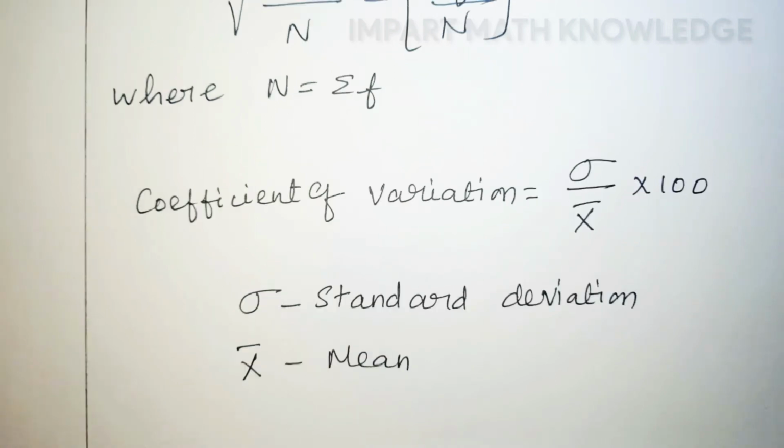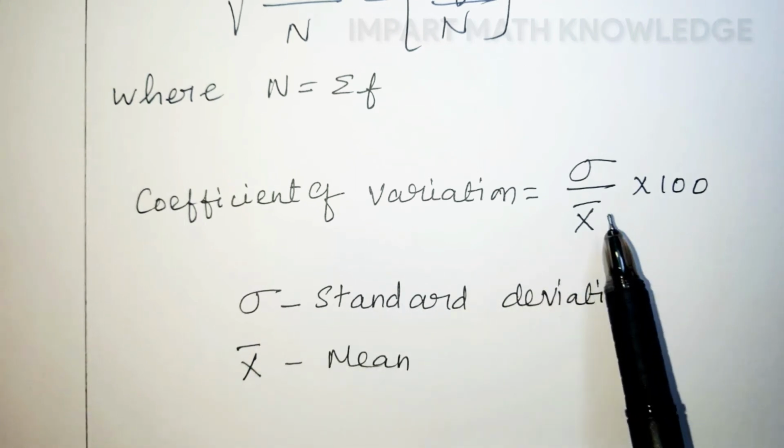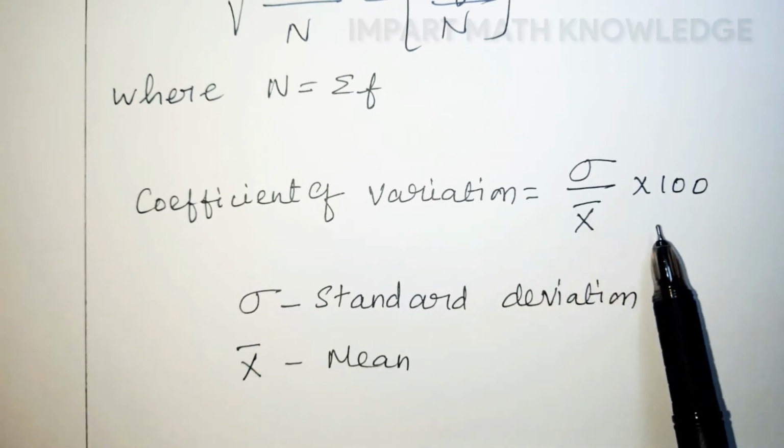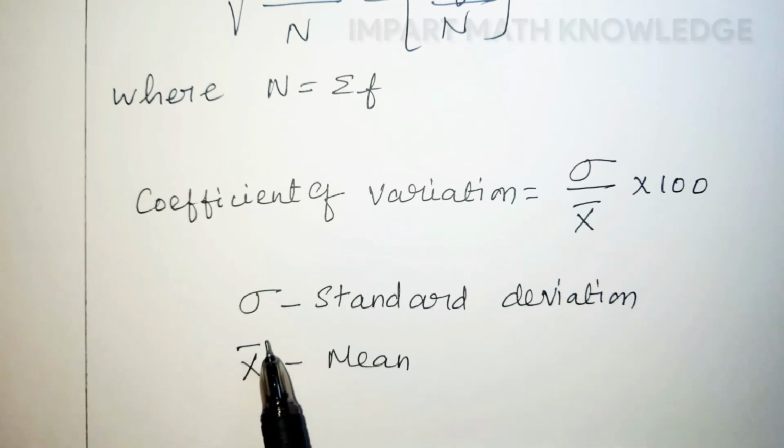Coefficient of variation is equal to sigma divided by x bar into 100, where sigma is the standard deviation and x bar is the mean.